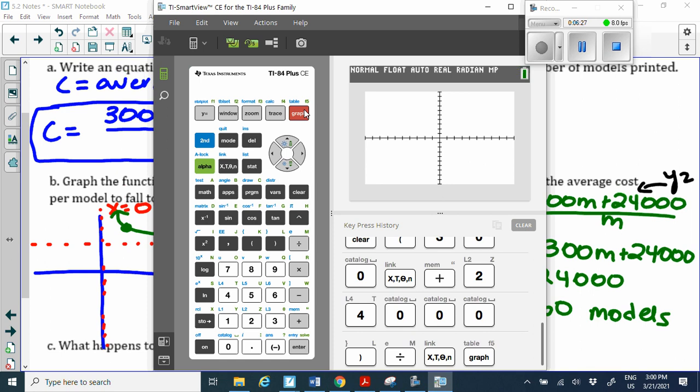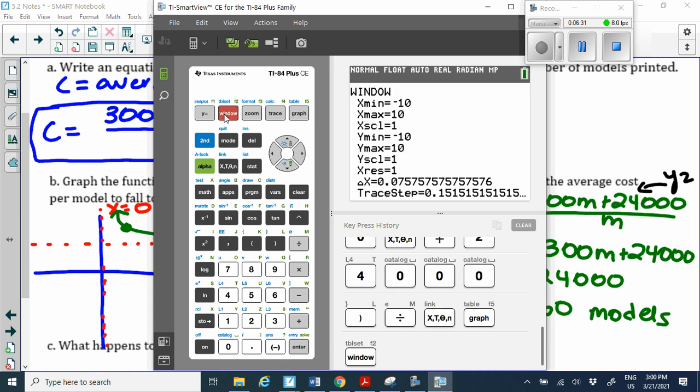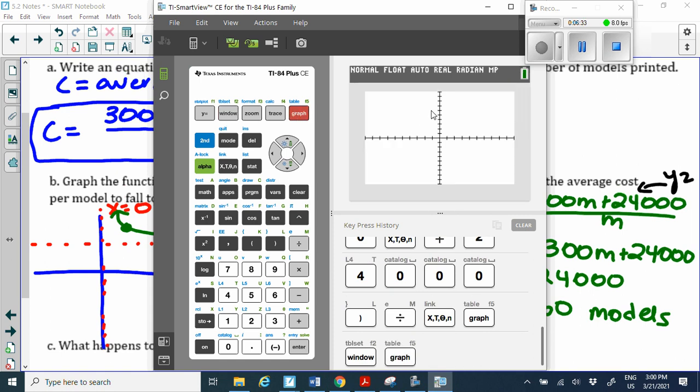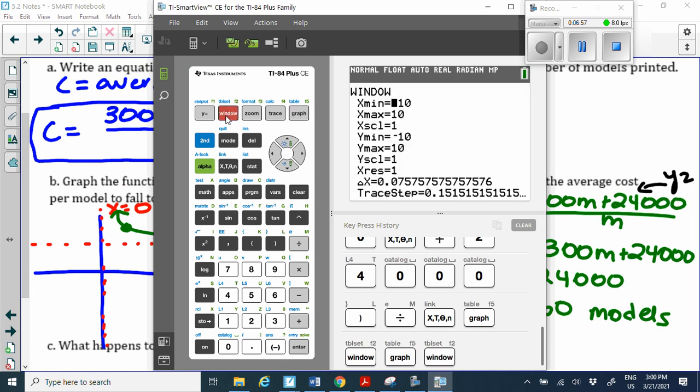Well, this is where we do have to change our window. So if you actually go to window, we have this. The idea is when we graph, on the x-axis we basically go from negative 10 to positive 10, and that's the same on the y. So the negative 10 is actually our minimum for the x, and positive 10 is the max, because of course max means larger and min means smaller. Same thing with the y. Negative 10 is our min, and positive 10 is our max. So we actually have to change that window.